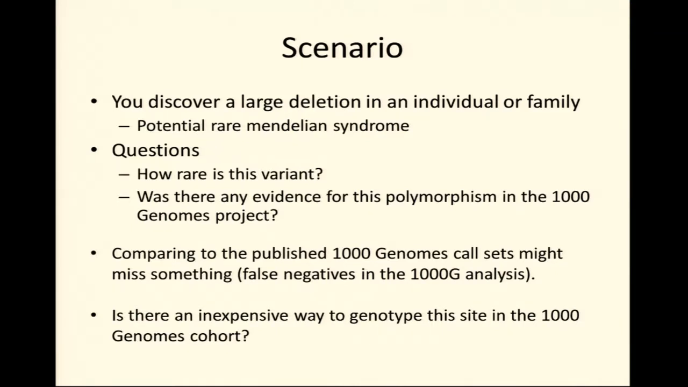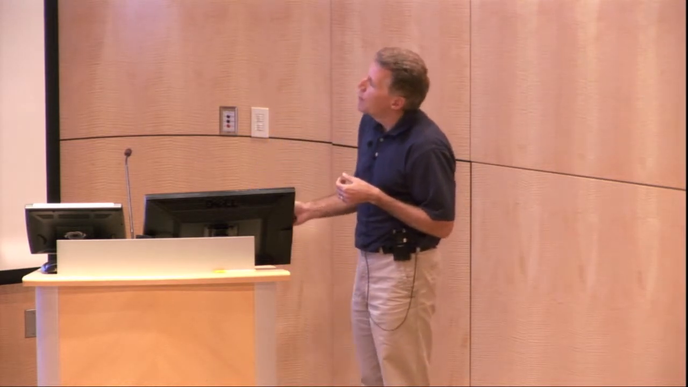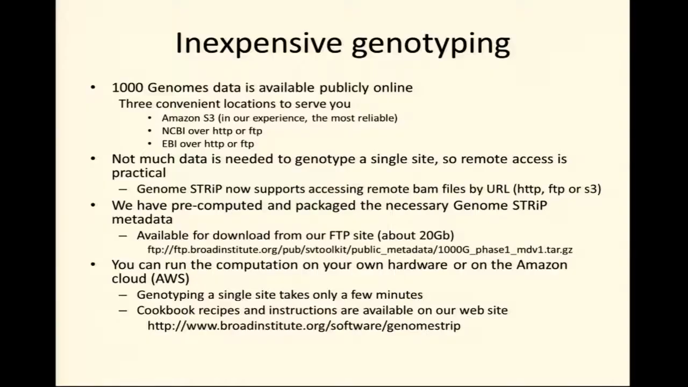So it would be very nice to have an inexpensive way to just ask, was there any evidence for this site, even though 1,000 genomes didn't call it? And if there was any evidence, how did it break down across populations? So we've done some work to make this kind of genotyping very inexpensive.